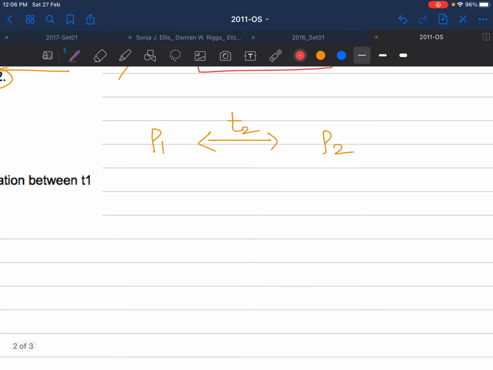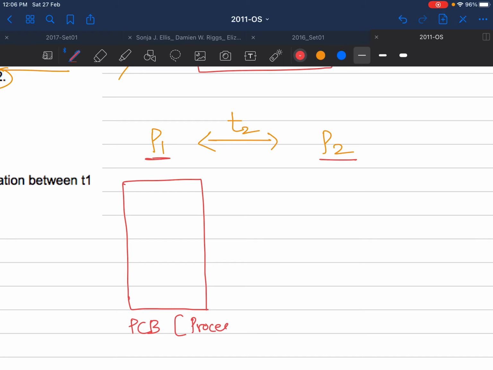Now let's come to processes. So this is a process P1, this is a process P2. Now as we all know, a process in an operating system is represented by a structure which is called PCB. What is PCB? It is nothing but a process control block. What is a process control block? It is nothing but a structure that is used to represent a process.